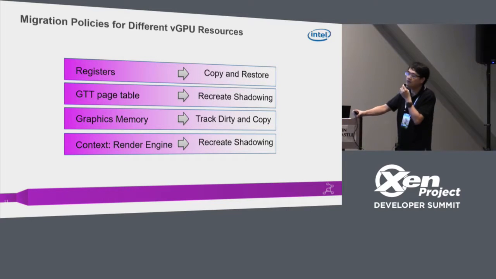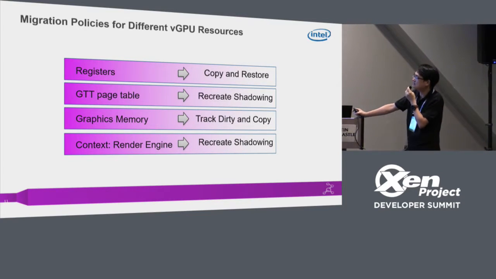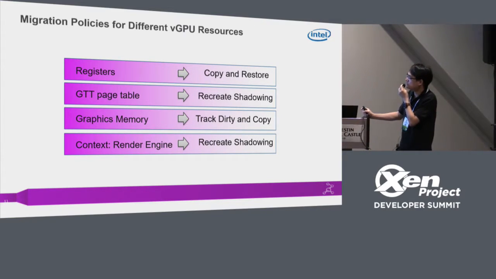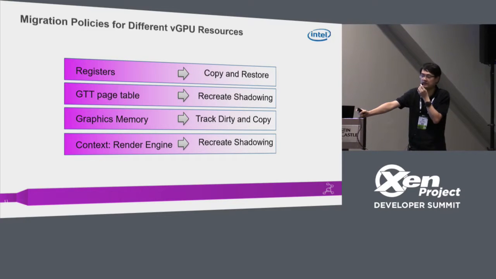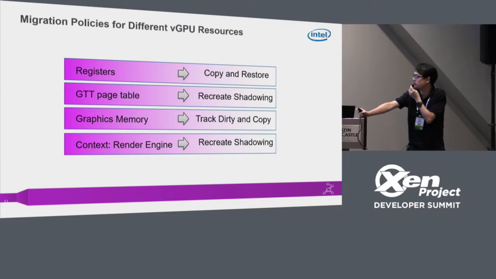So as we already identified these kinds of resources, here are the different policies we used to migrate them. The first thing is, as I already mentioned, for the registers we are doing something very simple: we copy to the target site, and we restore in the target site. For graphic page tables, we copy to the target site, and we do the shadowing for the target. And the graphic memories are the same as what we did for the system memories. We check the dirty pages, the dirty page is the graphic page, and then we copy to the target site.